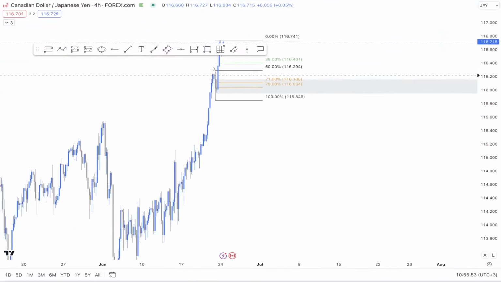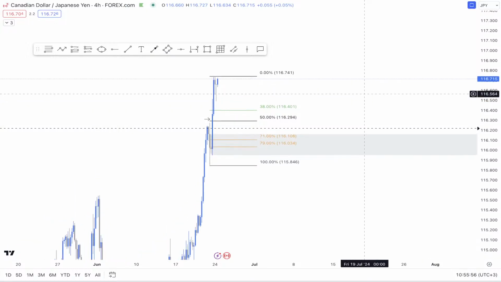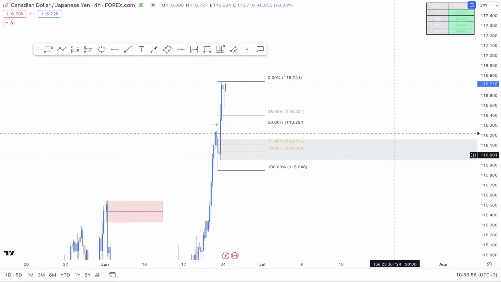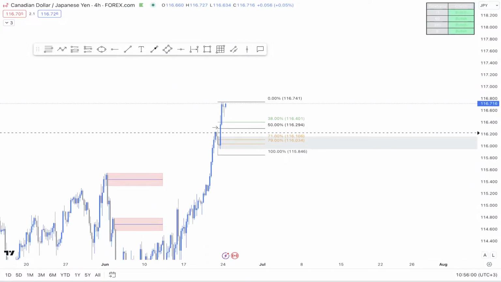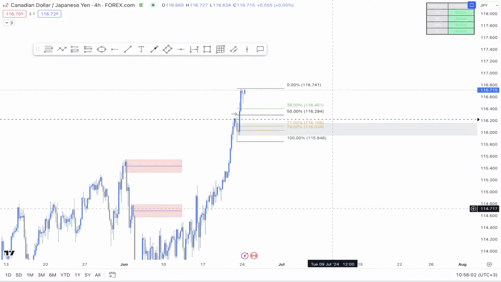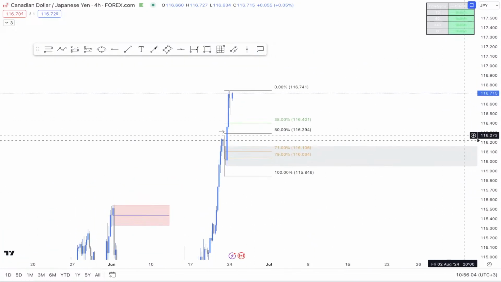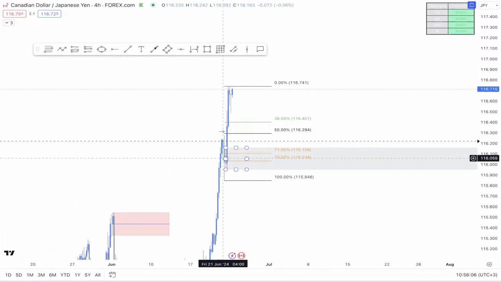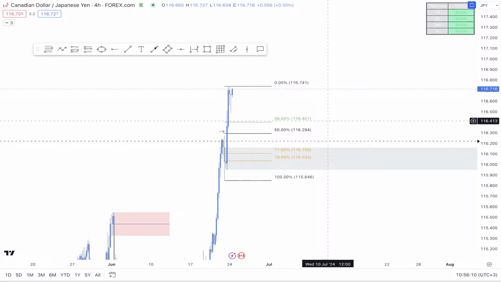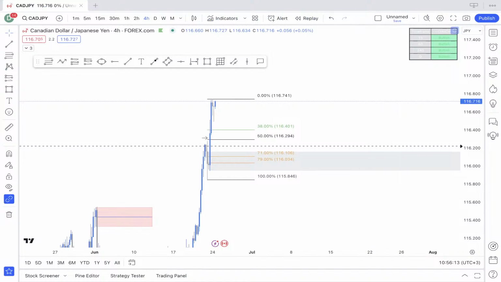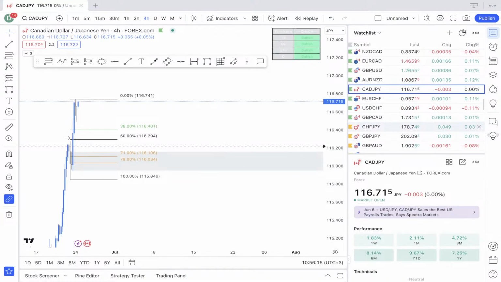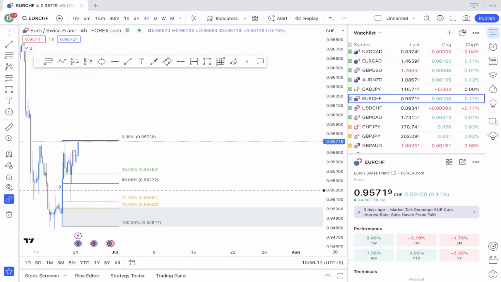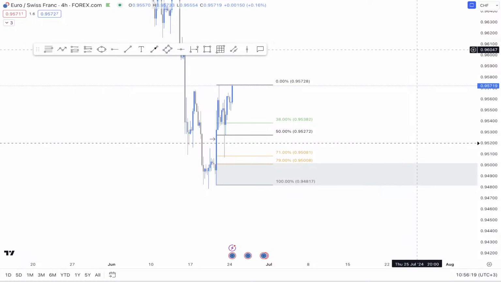CAD/JPY coming up next with an aggressive break towards the upside, caused by this bullish leg right here. The trader graph is fully bullish. We have this unmitigated order block lining up perfectly with the point of interest. And now the last thing that we once again need to wait for is a corrective pullback. We keep things super simple and straight to the point. That's the key to success.